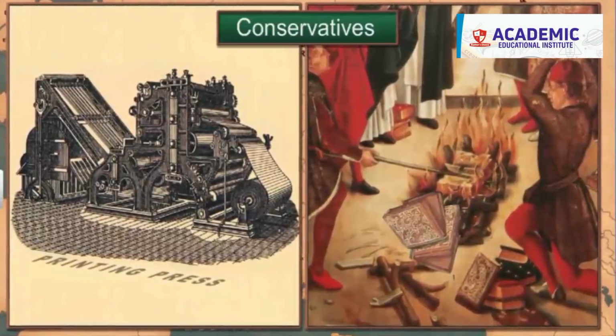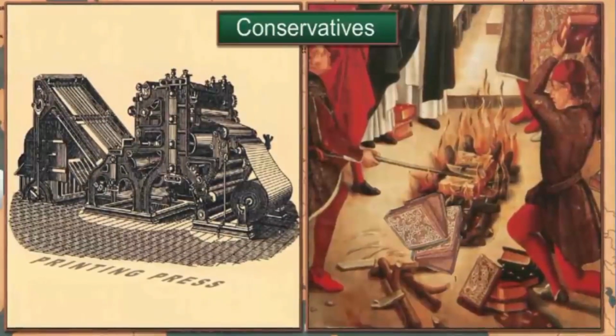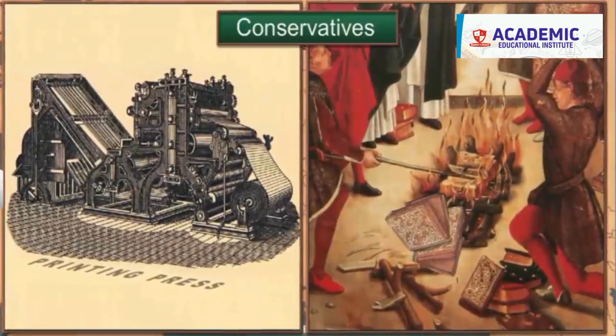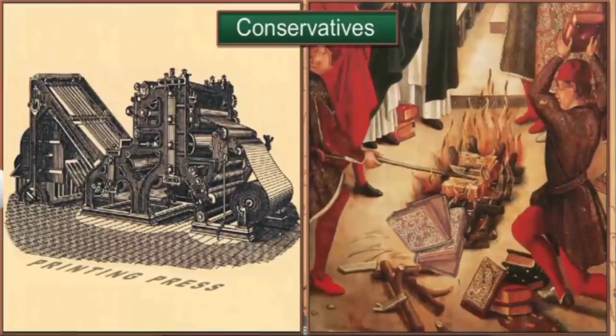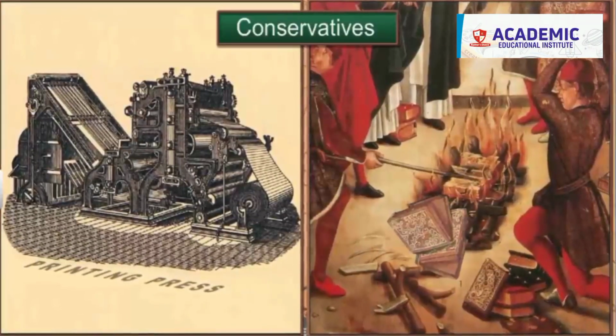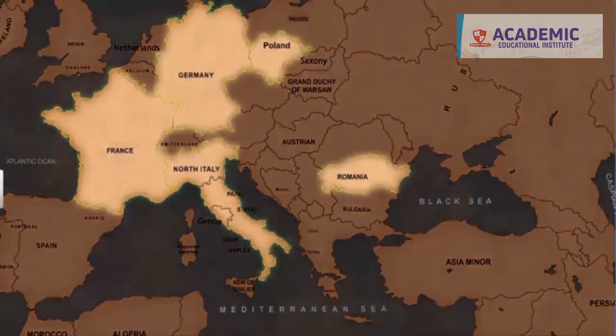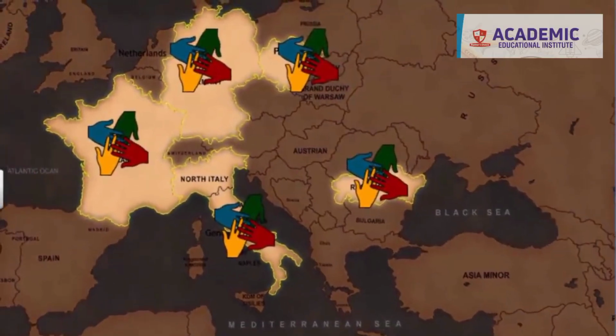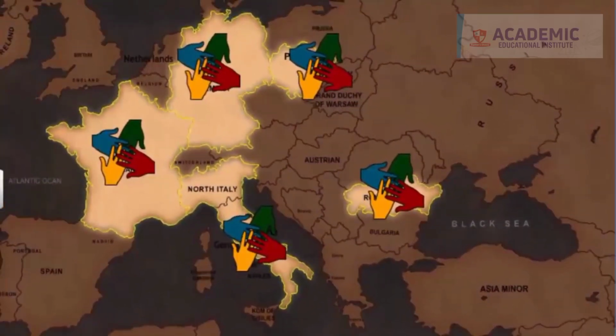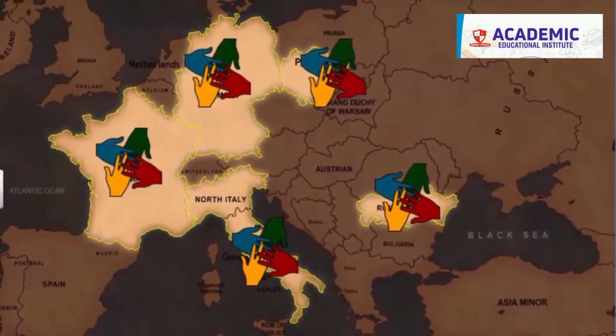The liberals were not happy with the autocratic ways of the conservatives. They raised their voice against the censorship of the press. After 1815, several liberals began working in secret societies all over Europe to propagate their views and train revolutionaries.